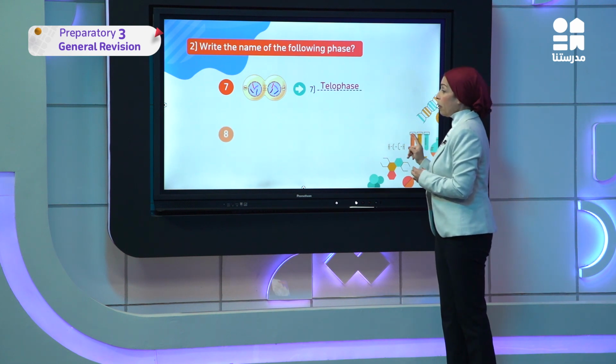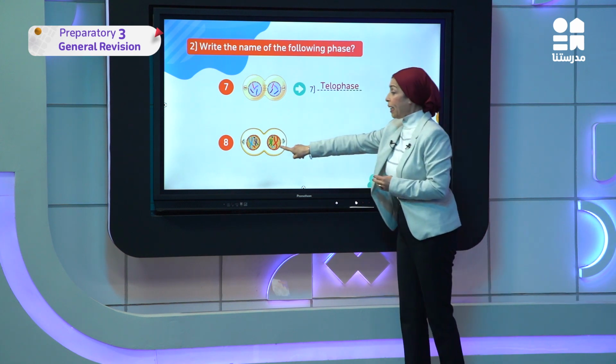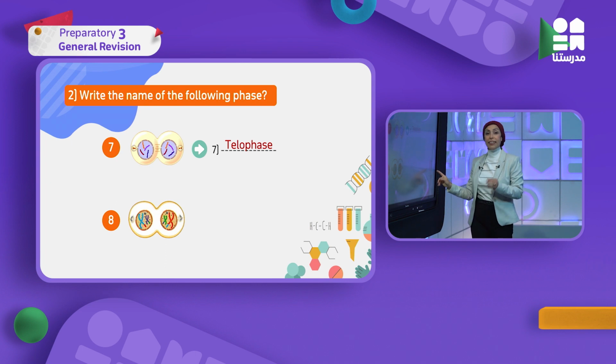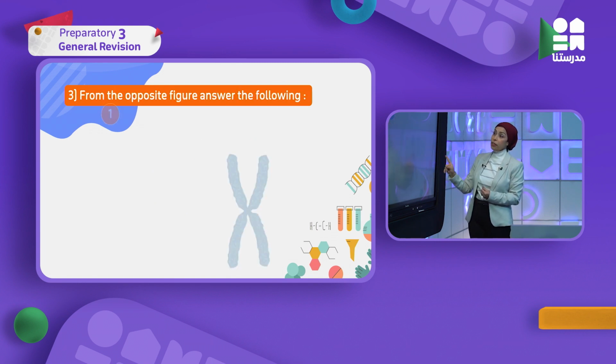Okay. Next one. Here the cell started to divide, but here it contains the whole number of chromosomes, not the half number, and here it contains half the number of chromosomes. So it's telophase 1 during meiosis division. Telophase 1. Here we summarized all the phases in all these shapes, so you are not going to be confused between them. Let's move to another type of figures.